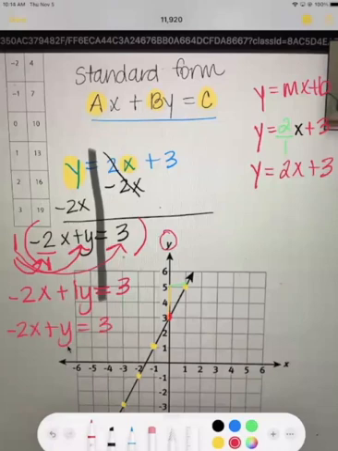So in this case, and let me go ahead and put a 1 in front of this y just so you can see it. In this case, our a is negative 2, our b is 1, and our c is 3.